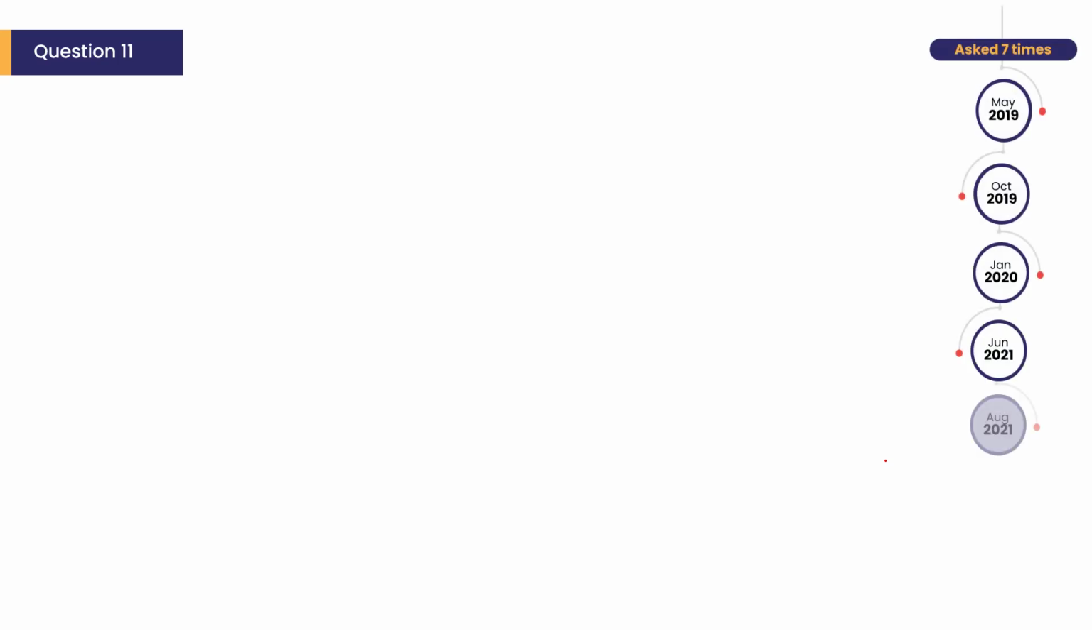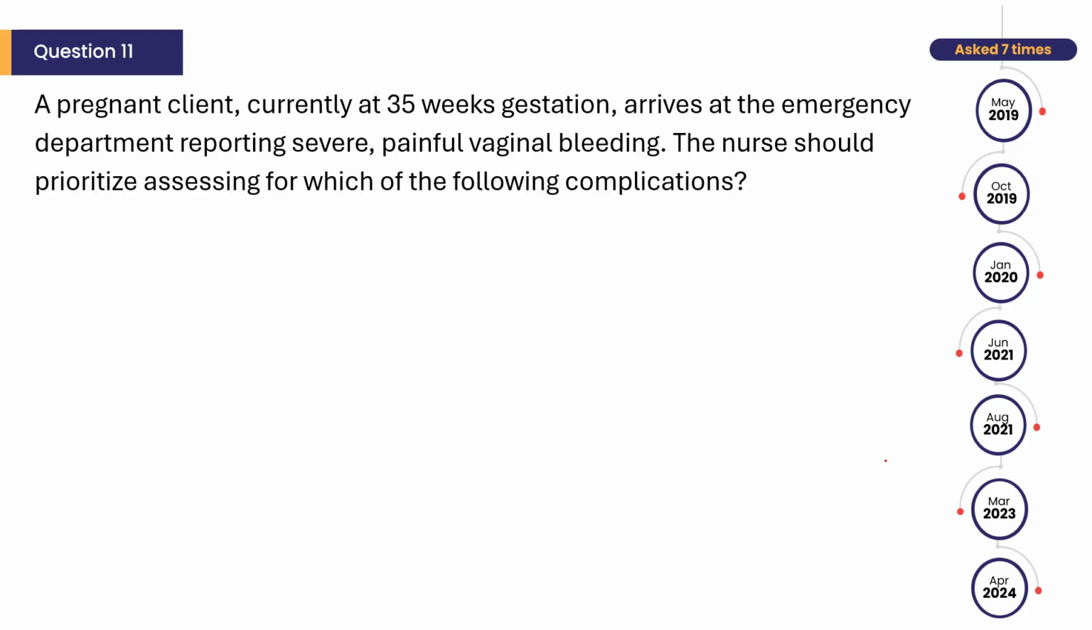Let's move on to the next question. This placental complication question has been asked 7 times in the last 5 years and is important for managing obstetric emergencies. A pregnant client, currently at 35 weeks gestation, arrives at the emergency department reporting severe, painful vaginal bleeding. The nurse should prioritize assessing for which of the following complications?